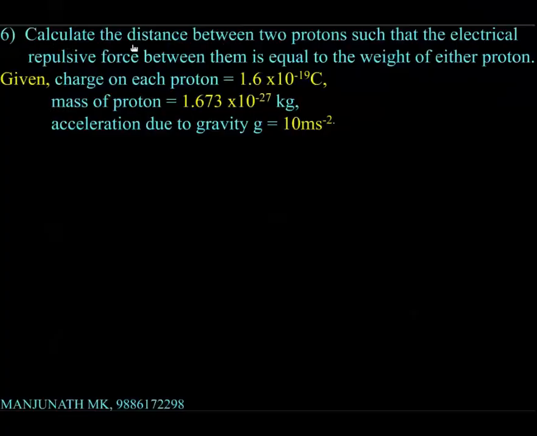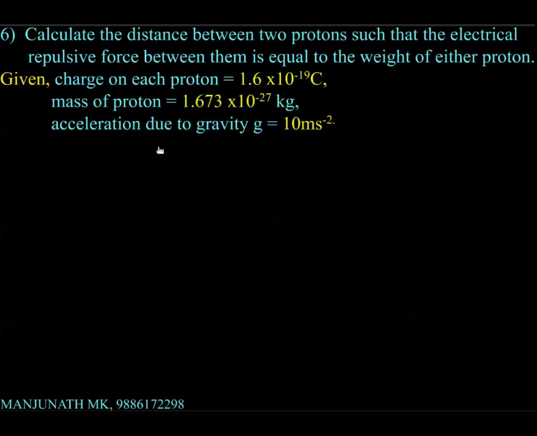Problem number 6. Calculate the distance between two protons such that the electrostatic repulsive force between them is equal to the weight of either proton. Given charge on each proton is equal to 1.6 into 10 to the power of minus 19 coulomb. Mass of proton is equal to 1.673 into 10 to the power of minus 27 kg. Acceleration due to gravity g is equal to 10 meter per second square. Here it is actually 9.8, but it is given 10 to make calculations easy or simple.